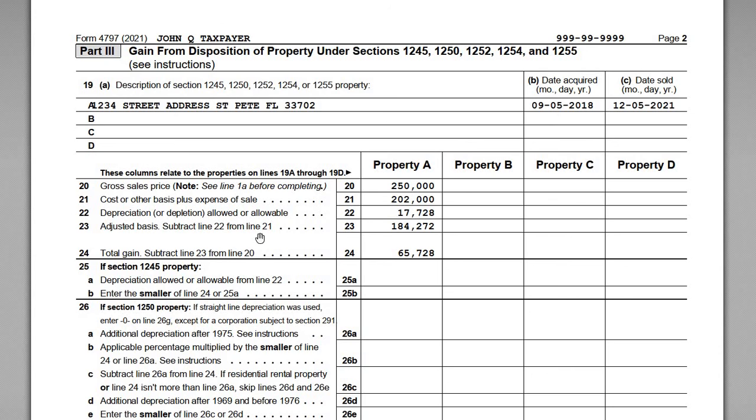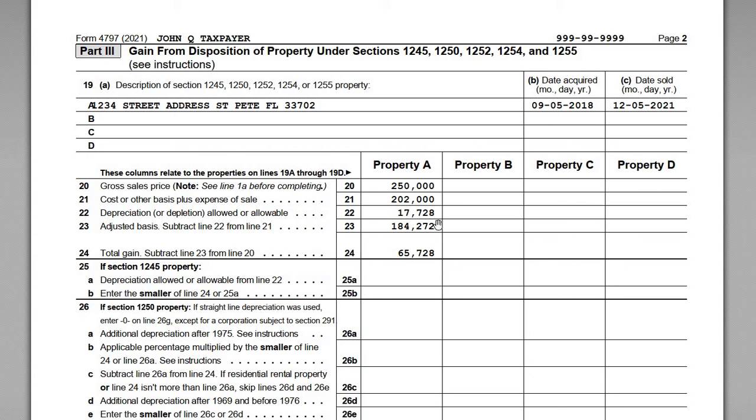When we calculate our gain on the disposition, it's our sale price over the adjusted basis of the asset. It's not our original cost. So you'll see here that our total gain, subtract line 23, adjusted cost basis, from line 20, the gross sale price, is $65,728. So if John was initially thinking, oh, well, I bought it for $200, sold it for $250, I've got some expenses, oh, my gain is $48,000. That's not the case, right? Because of the depreciation recapture. So the $17,728 reduces your basis, and so that effectively increases your gain on the sale of the property.